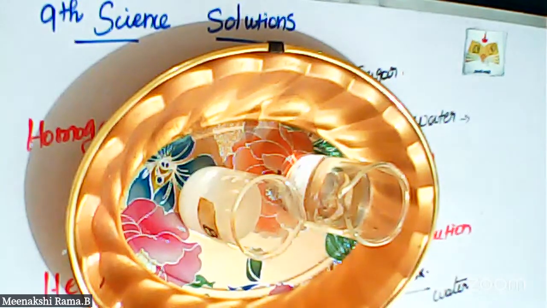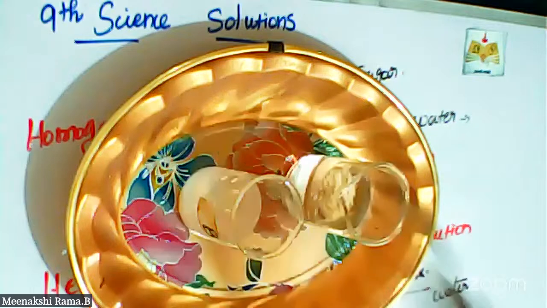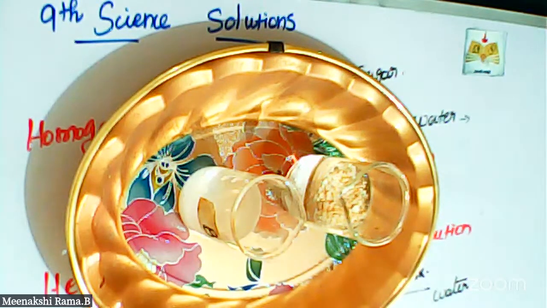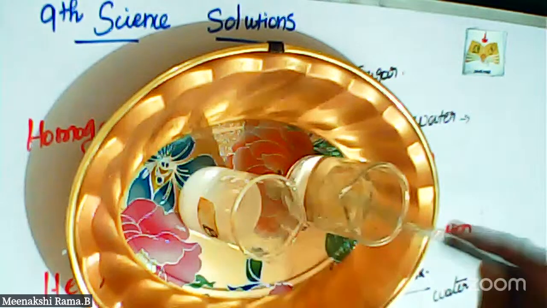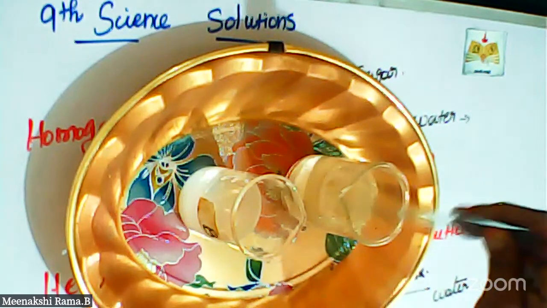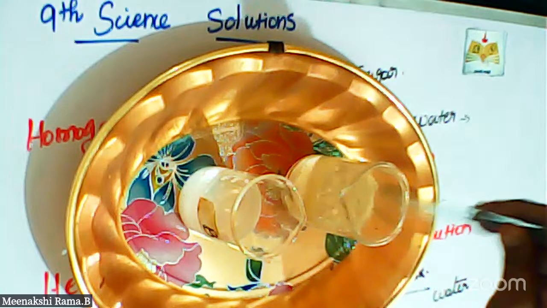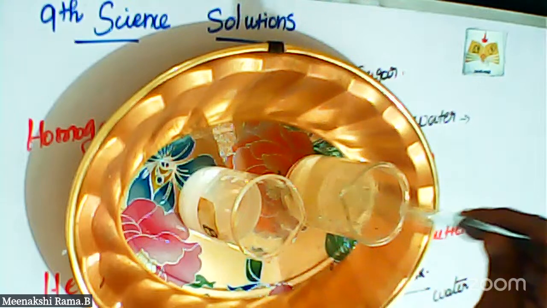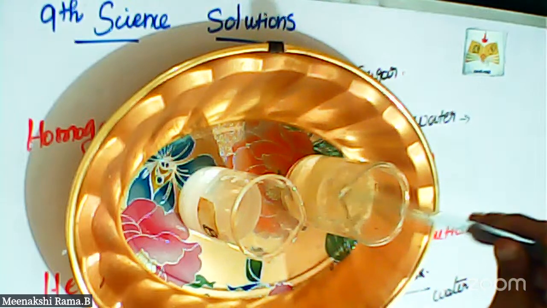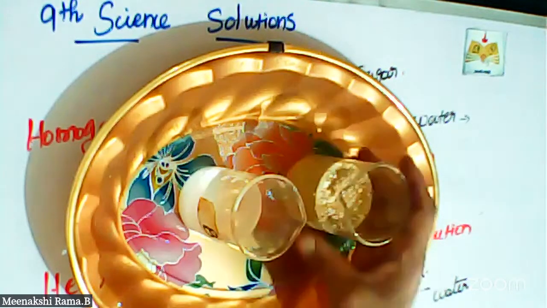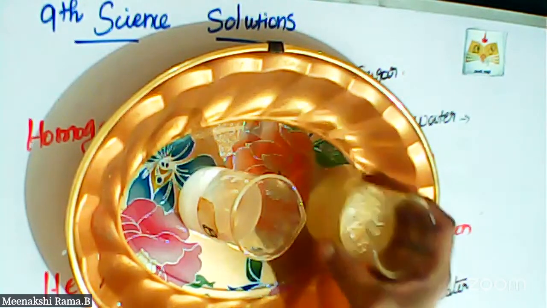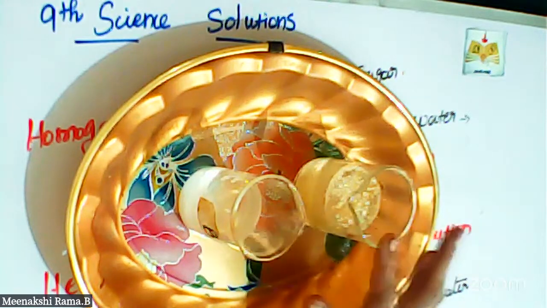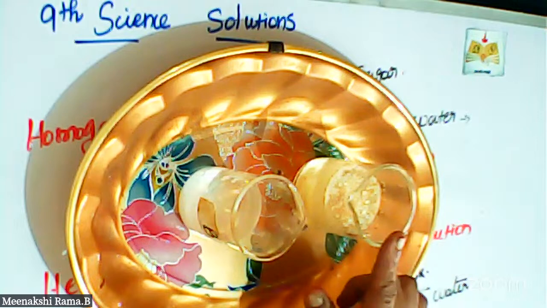Just I'm going to add some material like husk. Husk material is not dissolved in water. Yes, it is floating on the water, or otherwise it will be settled bottom of the water. Depends upon the density that material is floating or settling. So the density is very low, so it is not dissolved. So this is called as heterogeneous solution.